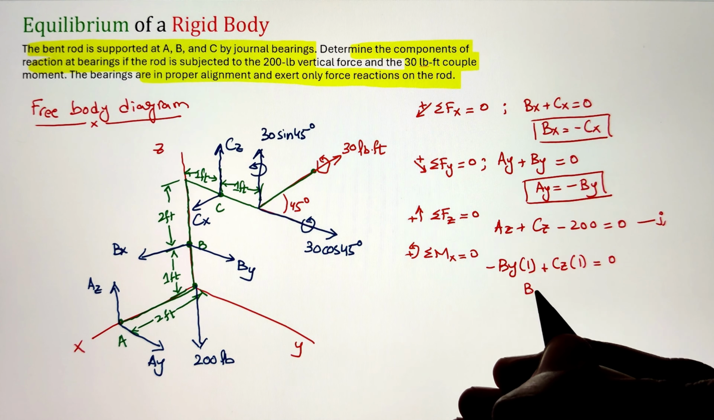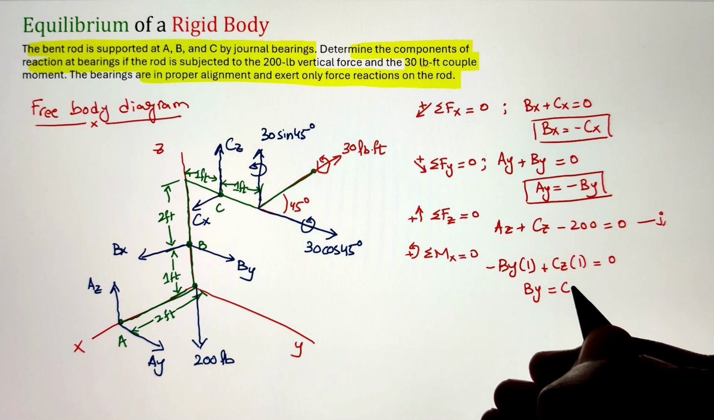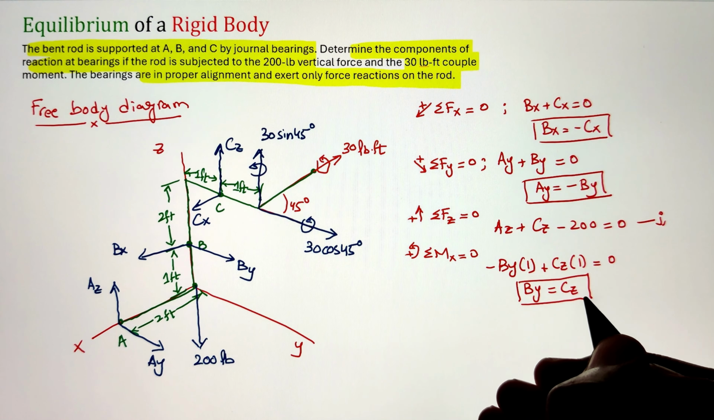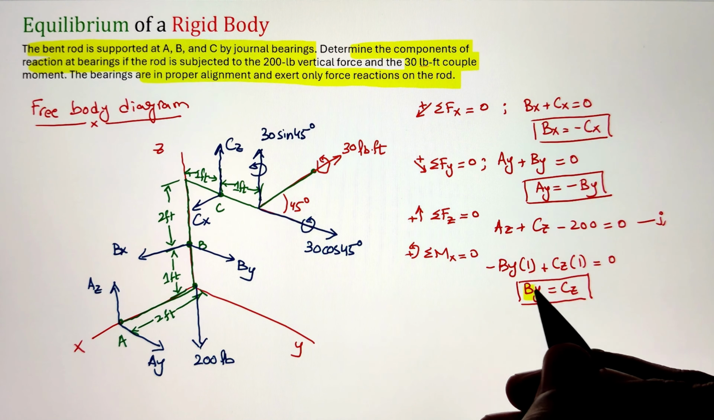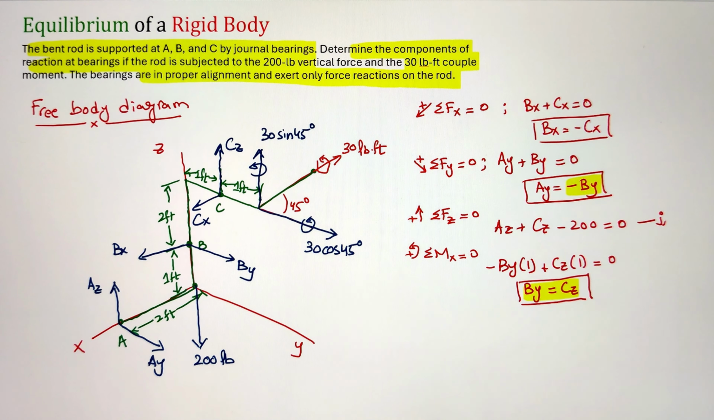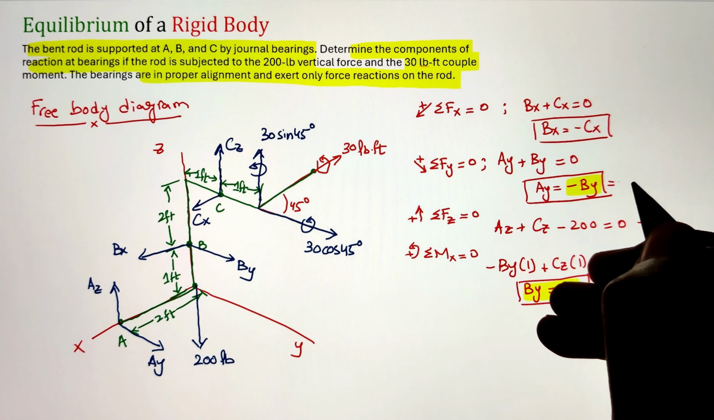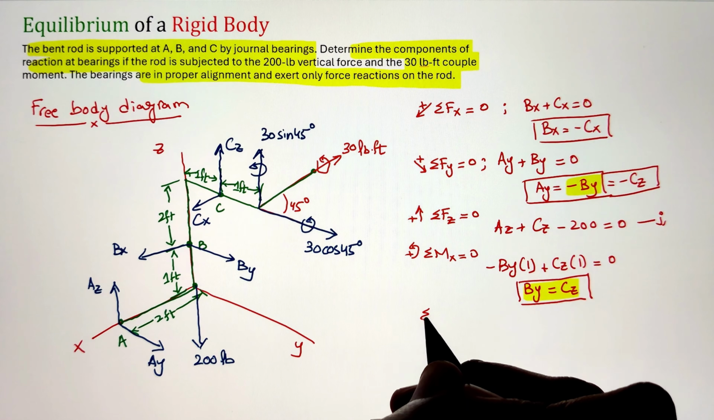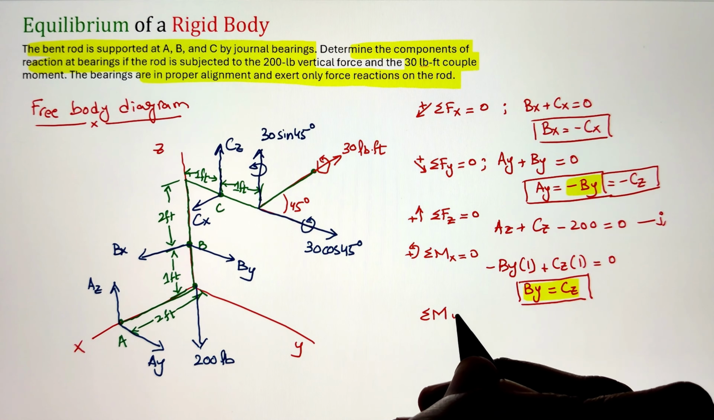So the moment will be created by By, which has a moment arm of 1 feet, and that is going to create our clockwise moment, as well as Cz, which has a moment arm of 1 feet as well, and that is going in our counterclockwise direction. Simplifying, we get By equals Cz.